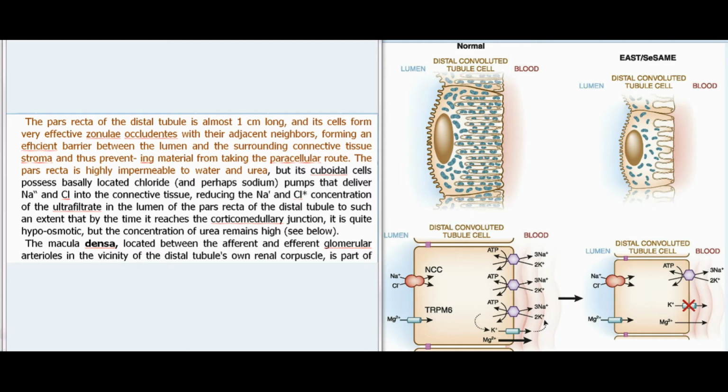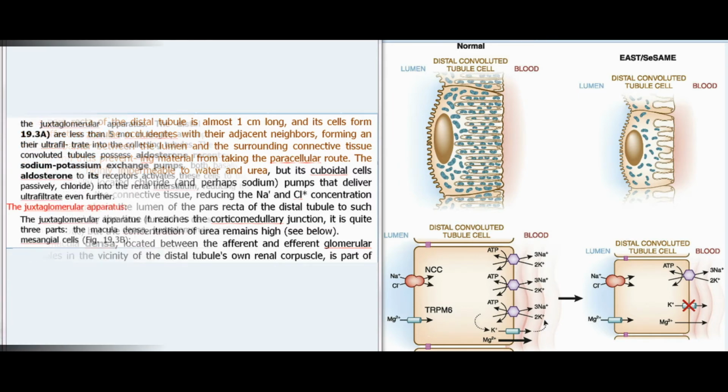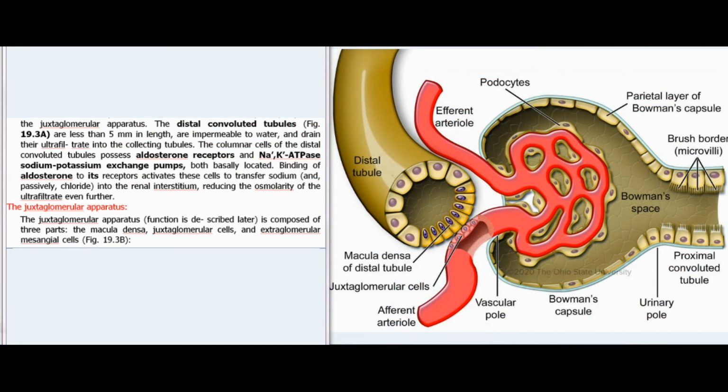The macula densa, located between the afferent and efferent glomerular arterioles in the vicinity of the distal tubule's own renal corpuscle, is part of the juxtaglomerular apparatus. The distal convoluted tubules, Fig 19.3a, are less than 5 mm in length, are impermeable to water, and drain their ultrafiltrate into the collecting tubules.